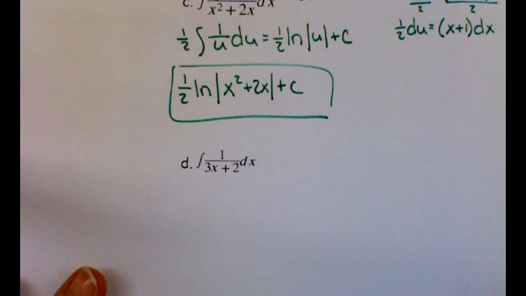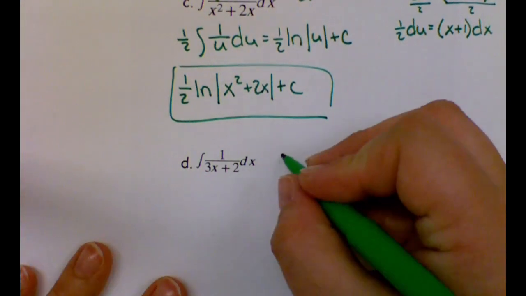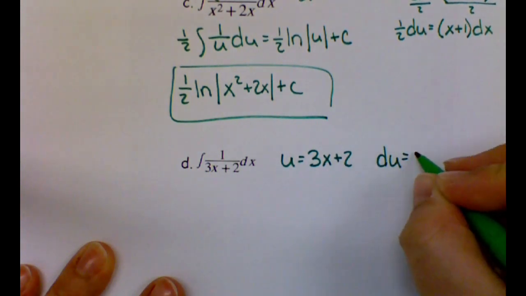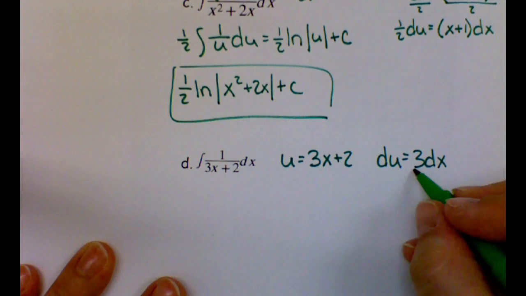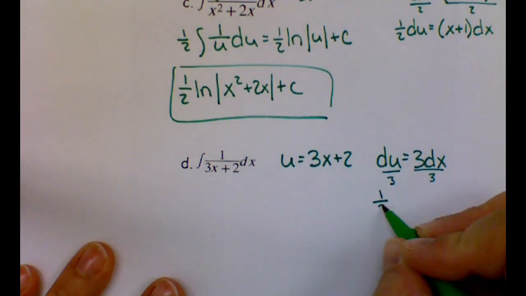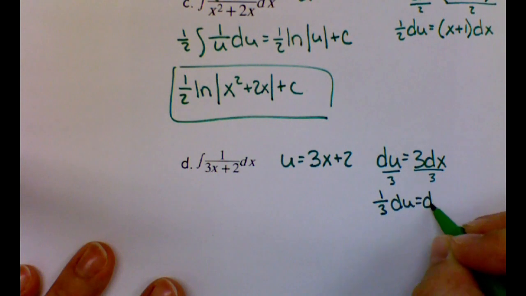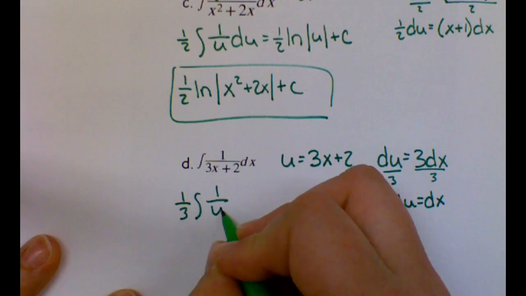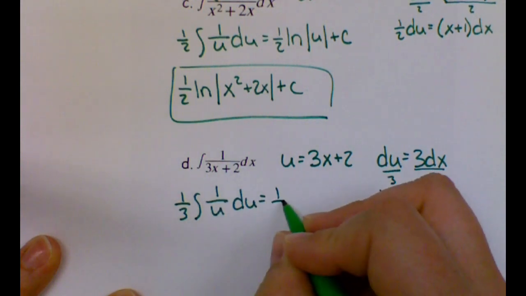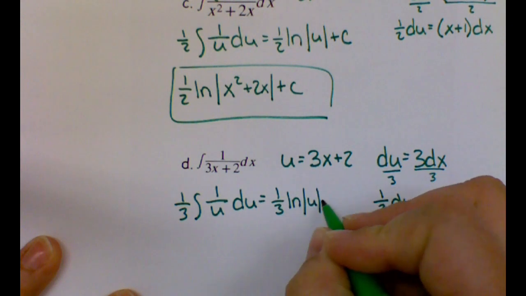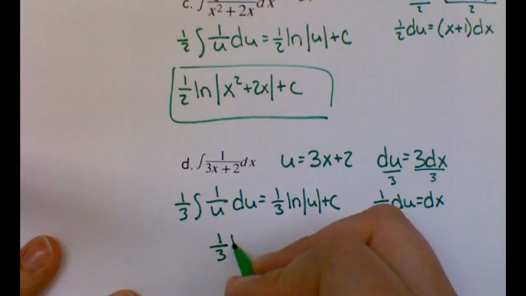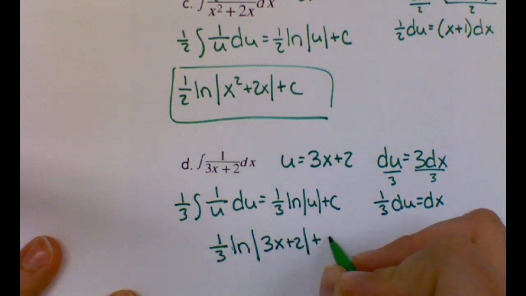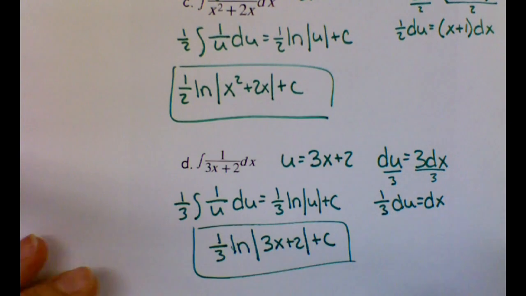And 1 over 3x plus 2 dx. Our u value will be our denominator, 3x plus 2, which means du is 3 dx. Well, we don't see a 3, so we divide it over. 1/3 du is dx. Plug those in, we have 1/3 antiderivative of 1 over u du. And look at that, 1/3 times the natural log of the absolute value of u plus c. Substitute that back in. 1/3 times the natural log, the absolute value of 3x plus 2 plus c. There we have it.